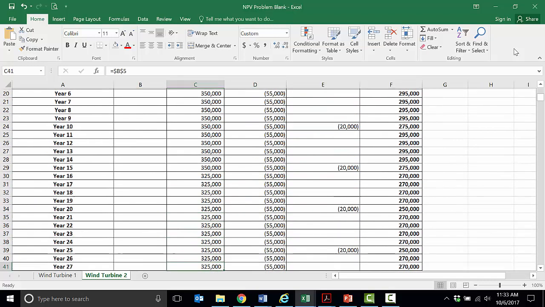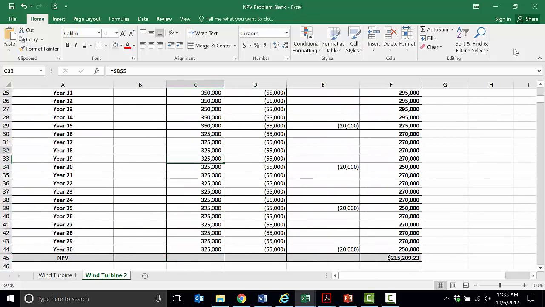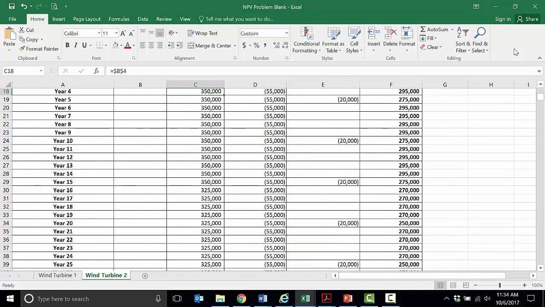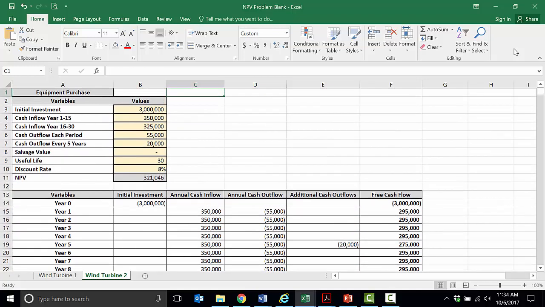At year 16, our cash flows change, so our inflows are only $325,000 from year 16 to year 30, and our outflows are $55,000, with still the $20,000 carrying through every 5 years, at year 20, 25, and then finally at year 30. These cash flows are just cell referenced up to the variables that I input here.